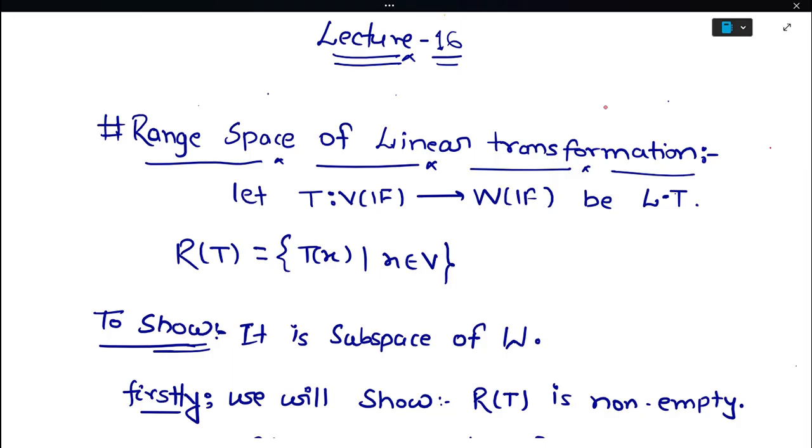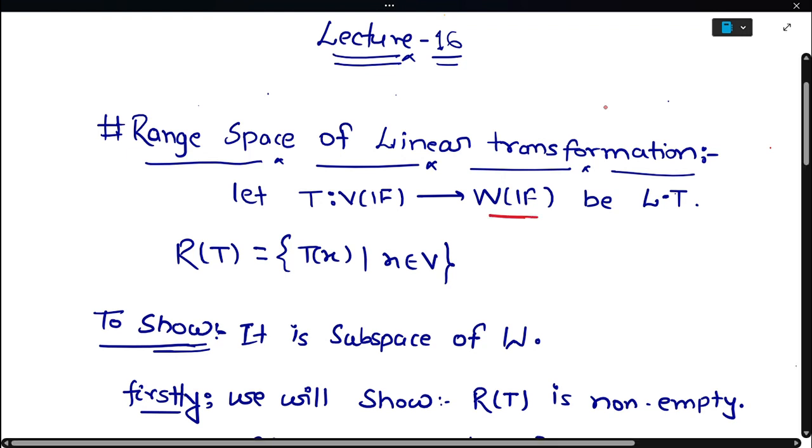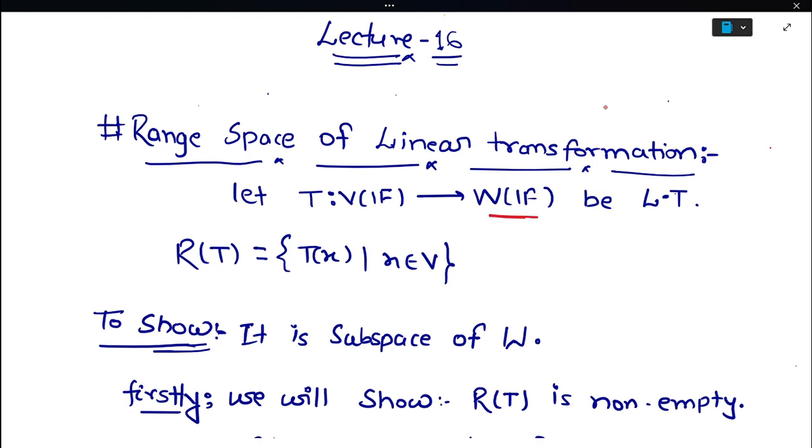In this lecture, we will prove two theorems. First, the range space is a subspace of W, and the null space is a subspace of V. Okay, so first we will prove that the range space is a subspace of W.